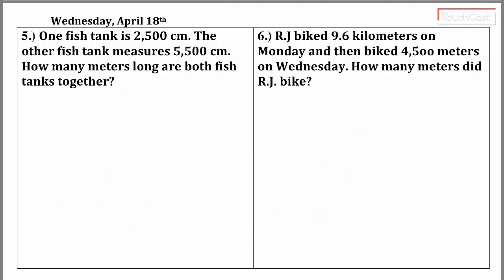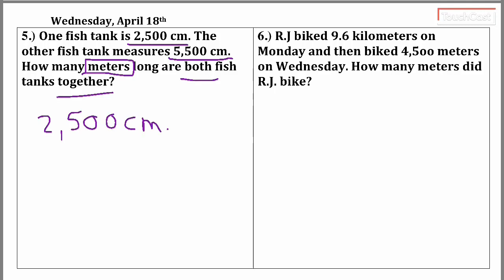Word problem time. One fish tank is 2,500 centimeters. The other fish tank measures 5,500 centimeters. How many meters long are both fish tanks together? All right, let's write down what we know because that's important. 2,500, and don't forget the last name, centimeters. Don't leave it naked. And 5,500 centimeters.